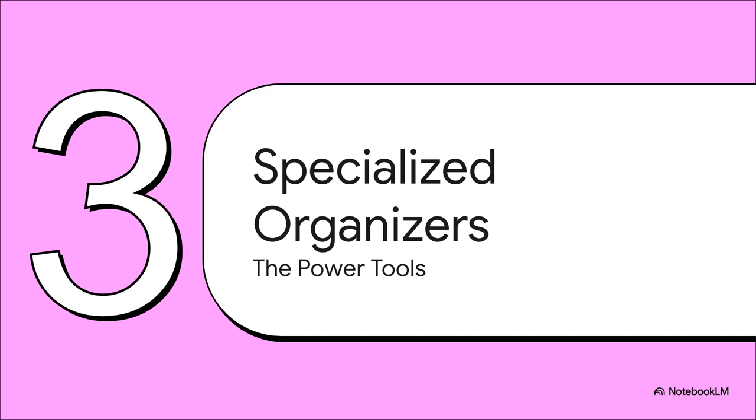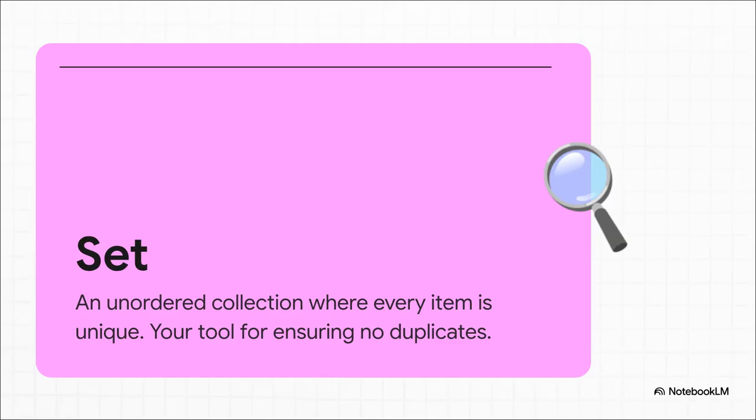Okay, we've covered the basics and the everyday containers. Now let's get into the fun stuff. It's time to break out the power tools. These are the specialized organizers that solve very specific but very common problems in data science. First up is the set. Now, a set is a collection with a superpower. It only stores unique items. That's its whole deal. If you try to add a duplicate, it just ignores it. So what's the point? Well, if you have a massive list of user IDs and you need to know exactly how many unique users there are, a set gives you that answer instantly.